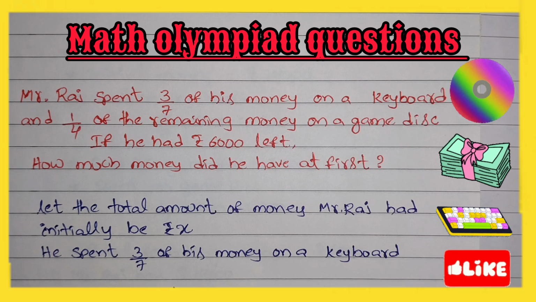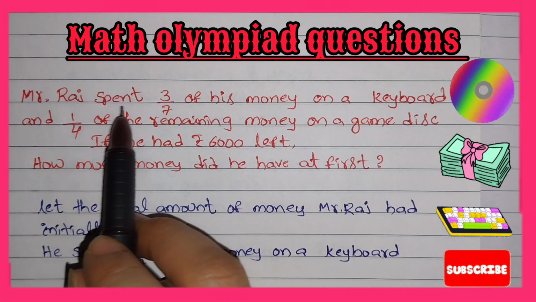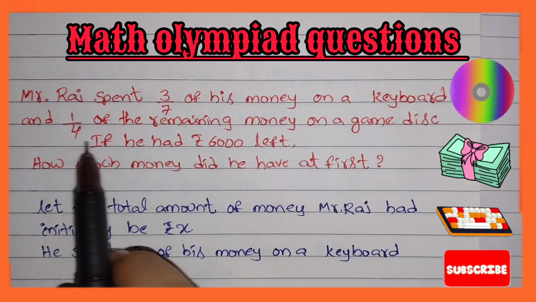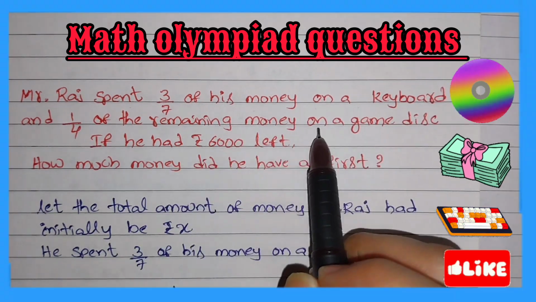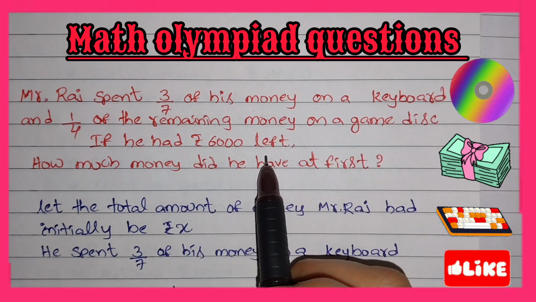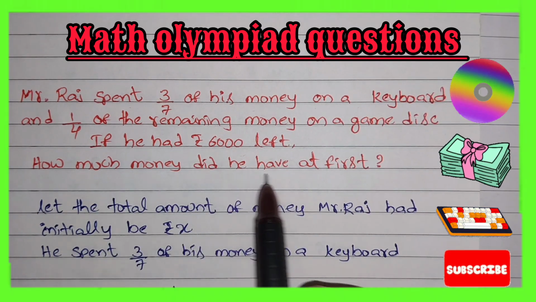Let's start. The first question is: Mr. Raj spent 3/7 of his money on a keyboard and 1/4 of the remaining money on a game disc. If he had 6,000 rupees left, how much money did Raj have at first?